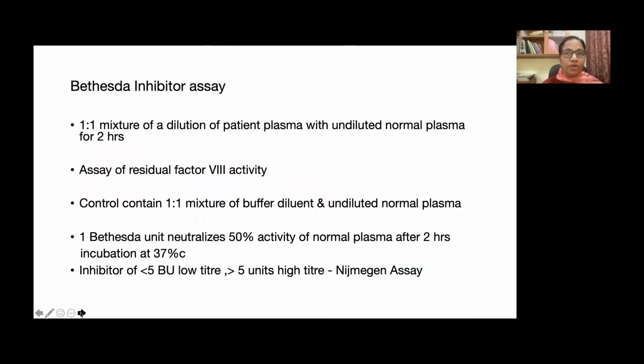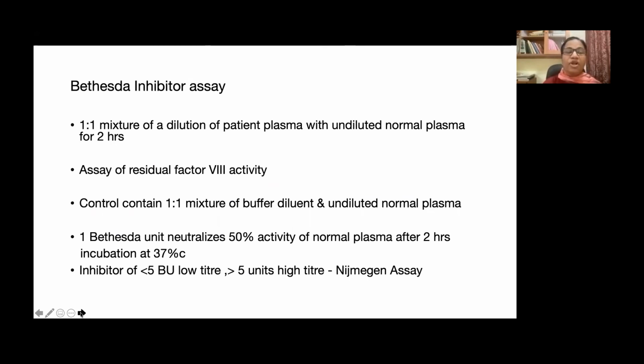All of you should know this because inhibitor is expressed in Bethesda units, that is BU. It is a 1:1 mixture of a dilution of patient plasma with undiluted normal plasma for 2 hours, and this is assayed by residual factor VIII activity. That means the inhibitor destroys the factor that is available.